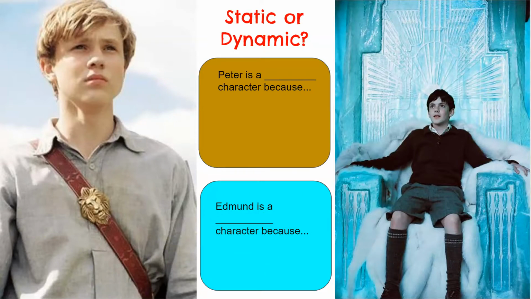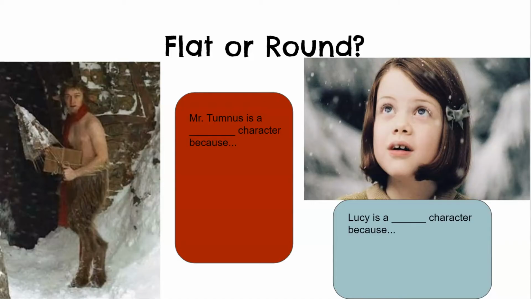After you finish for Peter and Edmund, I want you to think about our flat or round characters. Remember, the flat character is one that we don't have a lot of information about. And a round character is one that we know a lot about. The author has told us a lot about this person. And so we have Mr. Tumnus here, the fawn, and we have Lucy. And so I want you to describe who is a flat character and who is a round character and use your examples.